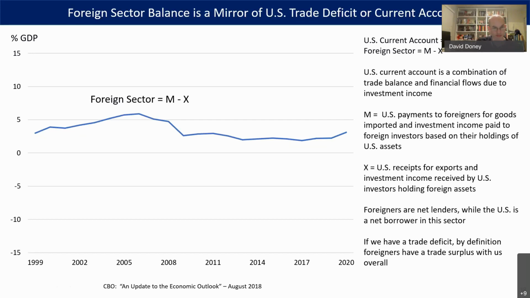The foreign sector is in surplus because the U.S. has a trade deficit. And technically, the trade deficit is what you usually hear about with imports and exports. We have a lot more imports than exports. We have a trade deficit. But the way this is measured is using what's called the current account, which is a very similar concept, almost the same number, but there are also financial flows due to international investment.